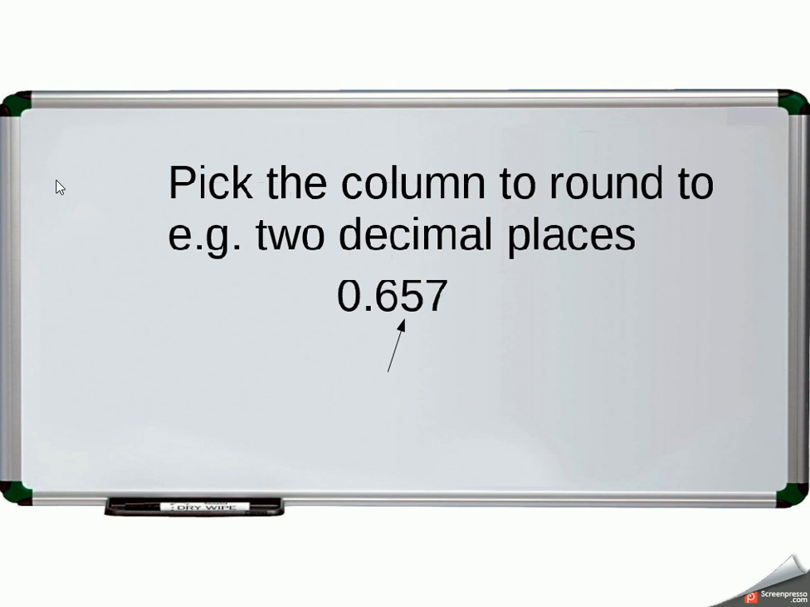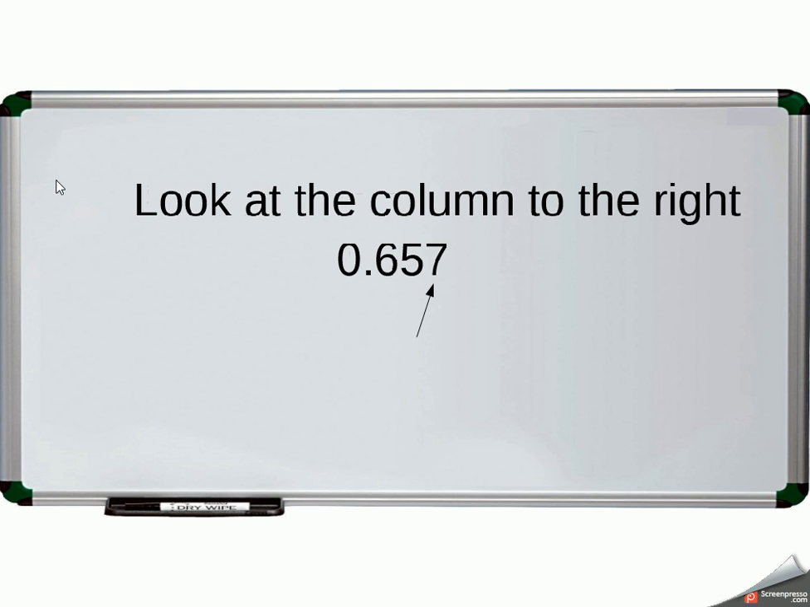Well, if we were rounding it to 2 decimal places, the first thing you're going to do, just like when we talked about rounding to tens or hundreds and so on, is pick the column that you're rounding to. In this case, we're going to round it to 2 decimal places. So 6 is in the first decimal place, 5 is in the second decimal place. Next thing we do is look at the column to the right of it. So in this case, 7 is to the right of the number 5.